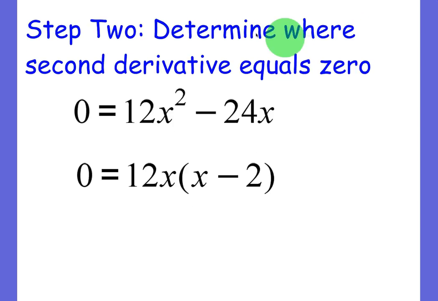So step 2 is going to be to determine whether the second derivative equals 0. Because if the second derivative goes from positive or negative to positive, that's the only way it can change concavity, and of course that can only be at 0. Remember, if the second derivative is negative, it's concave down, positive, concave up. Let's set this equation equal to 0, pull out a 12x. Now we can see that x is going to be 0 or x is going to be equal to 2.